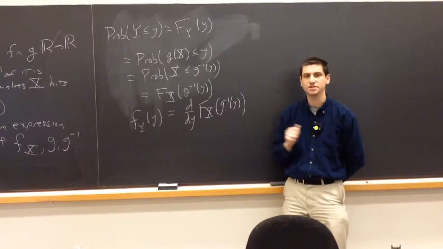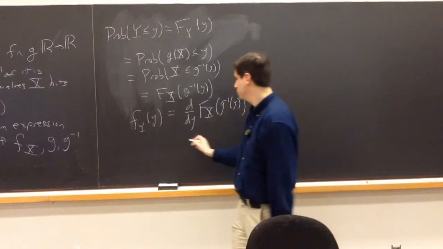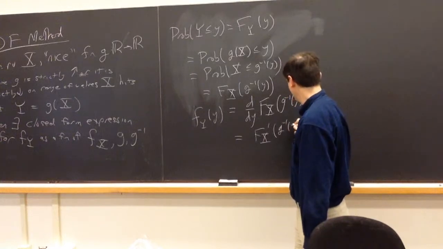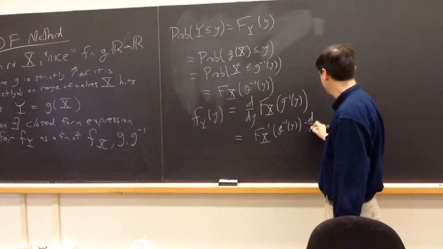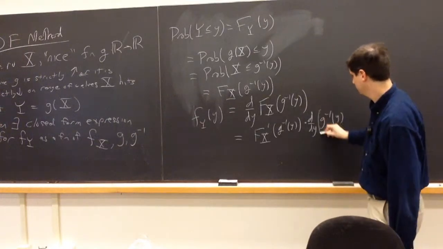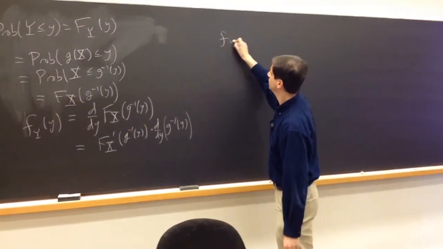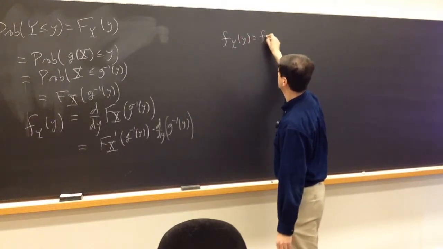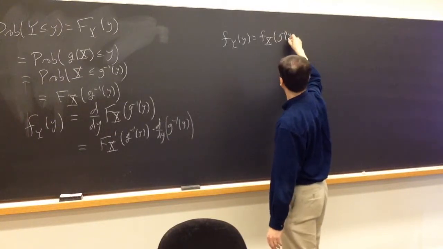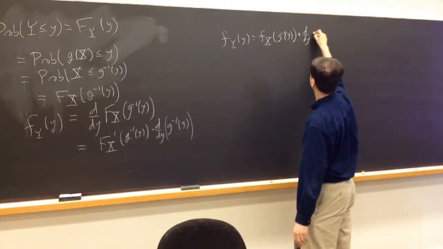Okay, what rule do we use to take this derivative? Thinking back to calculus. Chain rule. And so just to do this very, very slowly, it's the derivative of this function evaluated at g inverse of y times the derivative of g inverse of y. All right, and so just coming over here to write it cleanly, we get the density of Y is the density of X evaluated at g inverse of y times the derivative of the inverse function.